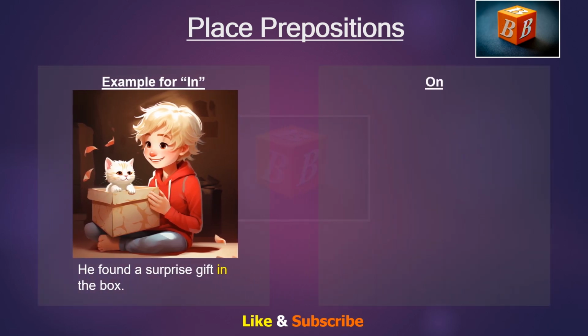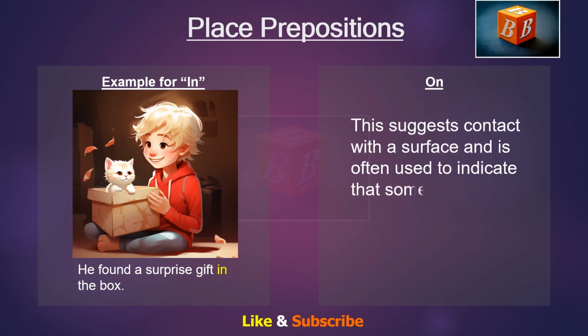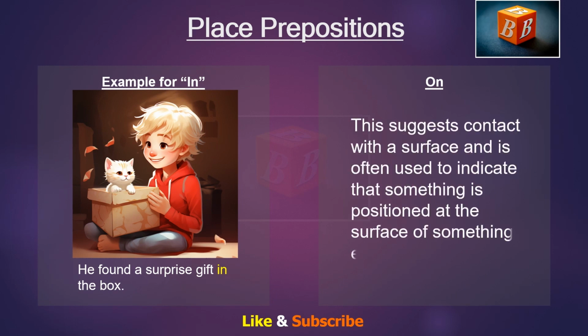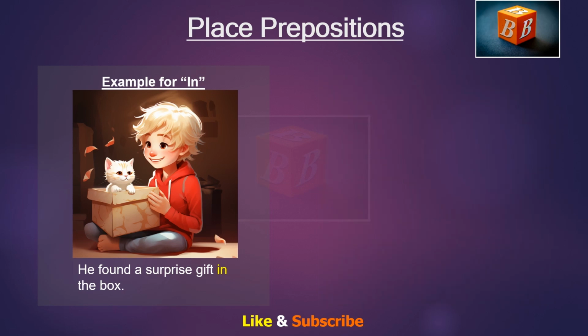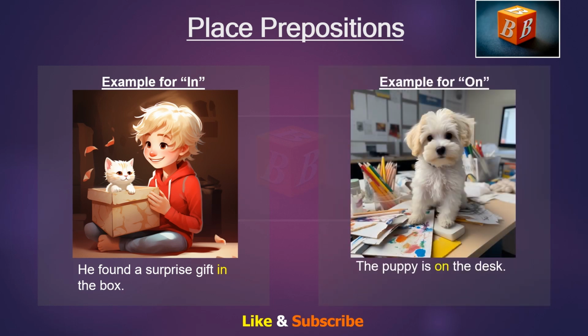Next is on. This suggests contact with a surface and is often used to indicate that something is positioned at the surface of something else. In the sentence, the puppy is on the desk, the word on is a preposition that tells us the puppy's position is resting at the surface of the desk. On indicates contact and position above a surface.